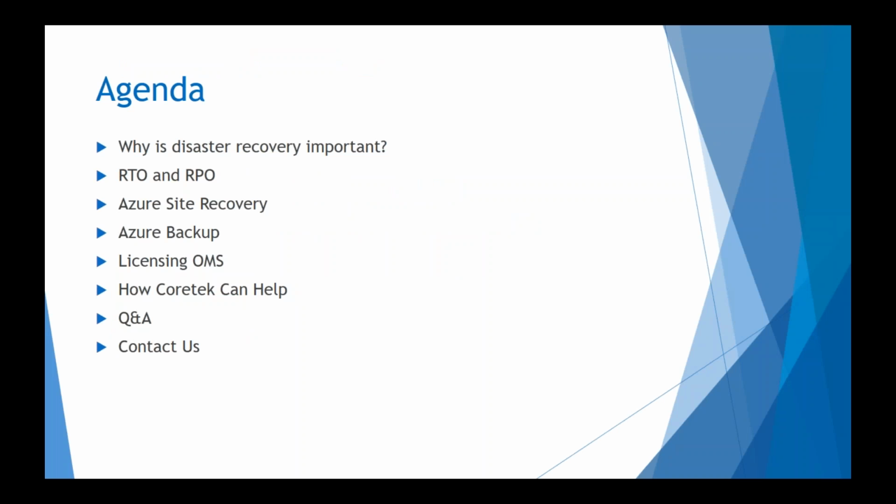And so today, what we're going to go over is, in general, why disaster recovery is important to begin with. We'll talk about RTO and RPO, what that means, why it's important, and some best practices for thinking about that. Then we'll get into the Azure Site Recovery component of OMS, then the Azure Backup component of OMS, and how OMS is licensed, so you can have an idea of some next steps moving forward. And then, where Cortex specifically can help and has helped customers on their journey to the cloud and with OMS and these particular technologies.